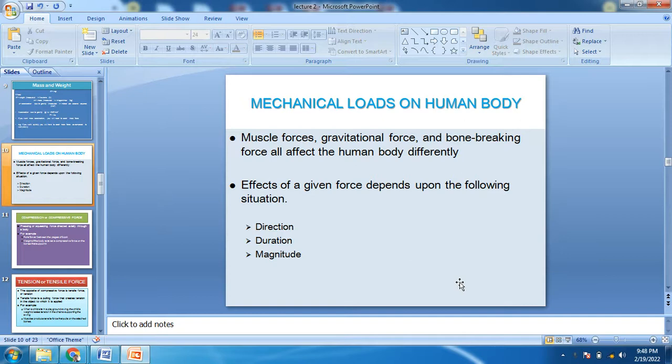Mechanical load on the human body. Muscle forces, gravitational force, and bone breaking force all affect the human body differently. The effect of a given force depends upon the following: direction, duration, and magnitude.